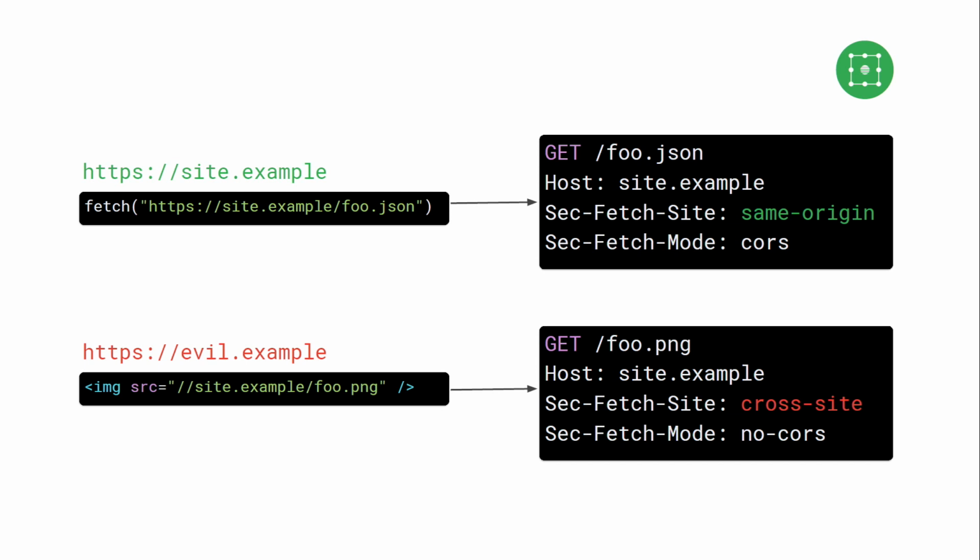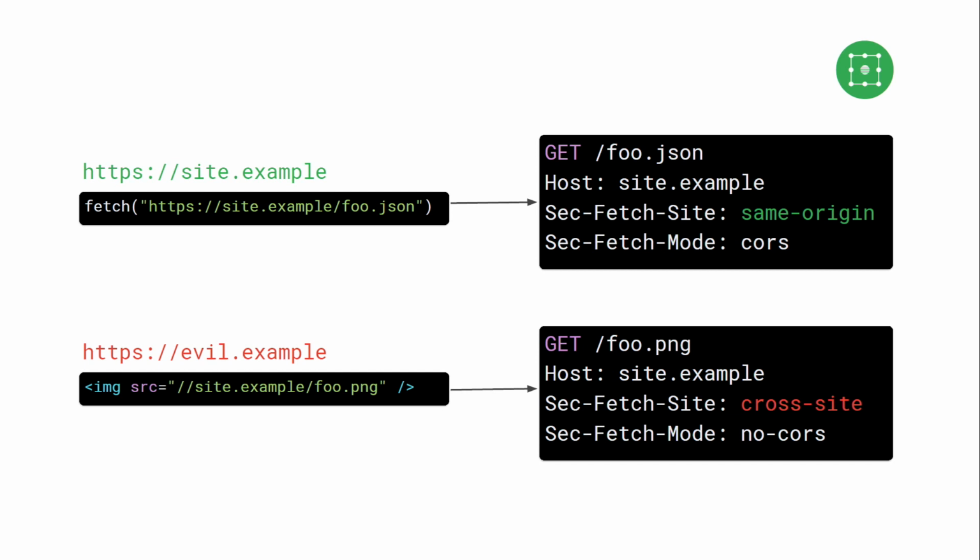Let's go back to evil.example. What if evil.example loads an image from site.example? Well, it's very easy. Since the host of the server and the domain of the browser tab do not match, the browser will say, this is a cross-site request. And now the server can decide, do we want to respond to this? Yes, no, maybe I'll just redirect. And since it's an image load, it's Sec-Fetch-Mode no-cors.